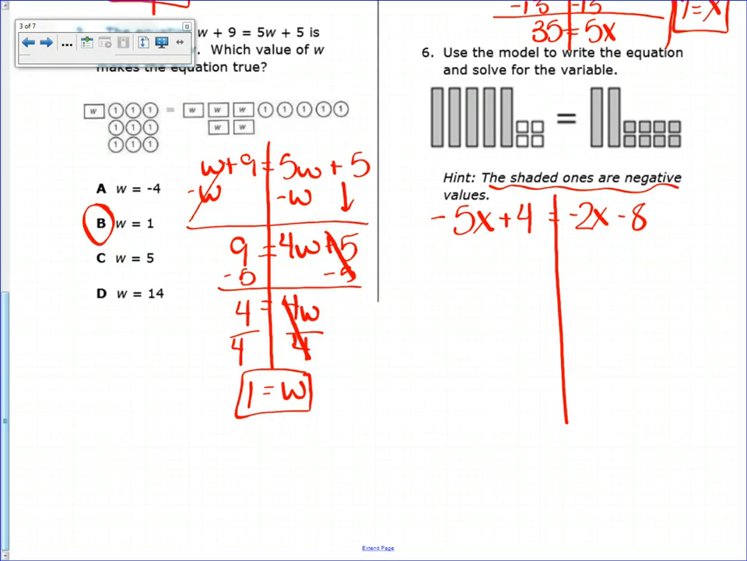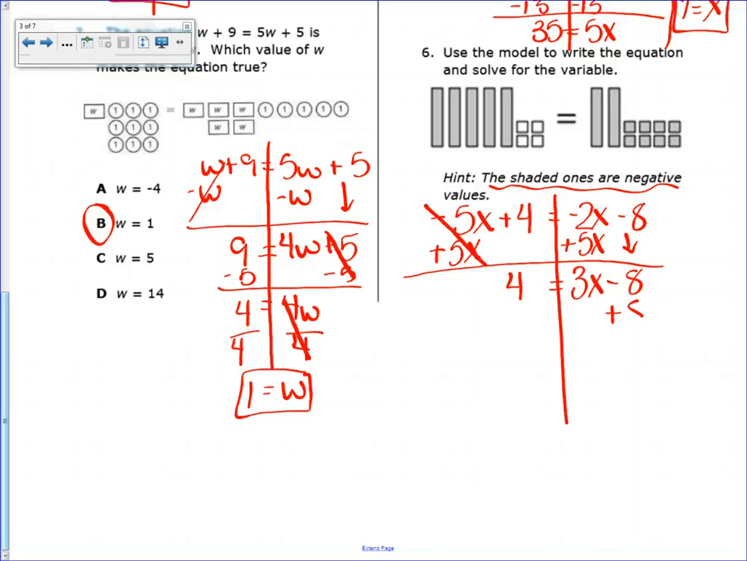So there's the first part, write the equation, and now we have to solve. Add 5x to both sides. Now I'm adding because my original 5x's were negative, so we want to cancel those out. We're left with 4 equals negative 2 plus positive 5 is going to give us a positive 3x, and then bring down the minus 8.